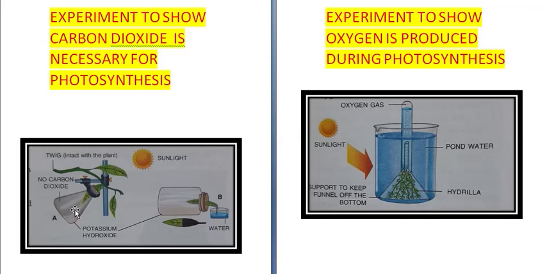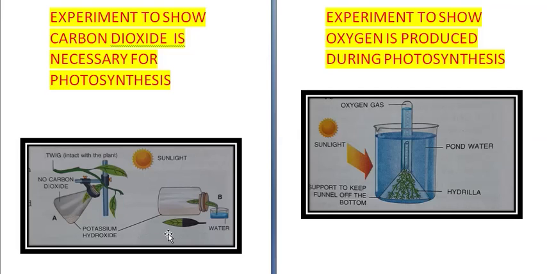The part of the leaf which was exposed to the atmospheric air, half of it was outside, half was inside. This half will turn blue-black, but the half which was inside the conical flask will not show blue-black color. This shows that without carbon dioxide, glucose will not be produced.